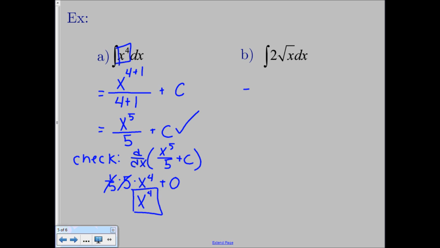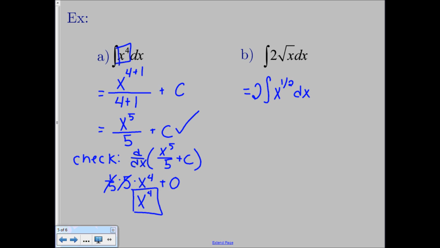So now we're going to integrate 2 times the square root of x. So the first thing we might want to do is pull that constant out and write it out front. And the second thing we might want to do is, just like when we were taking the derivative of the square root of x, we might want to rewrite it so it's a power instead.